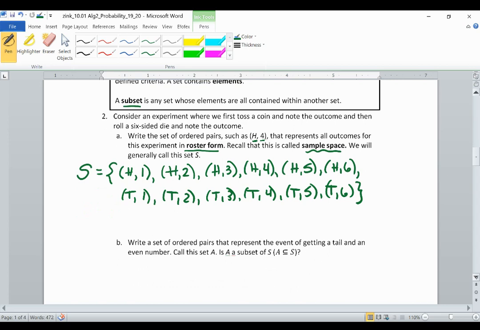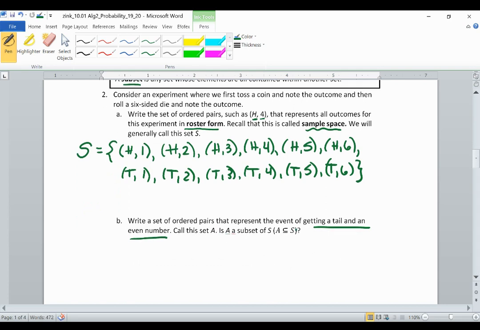Part B says, write a set of ordered pairs that represent the event of getting a tail and an even number. Call this set A. And then we want to know, is A a subset of S? And this is the notation for a subset. It's like a sideways U with a line underneath it. Kind of like an inequality symbol, less than or equal to, but it's not pointy, it's rounded.